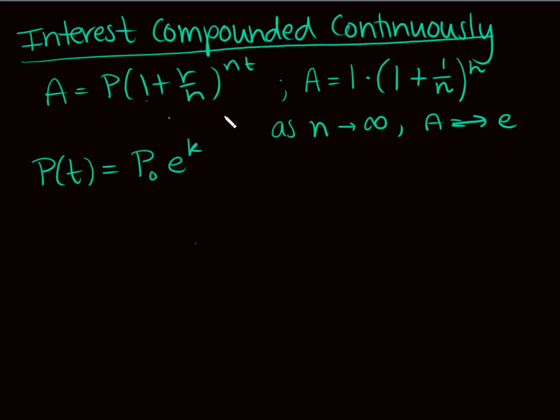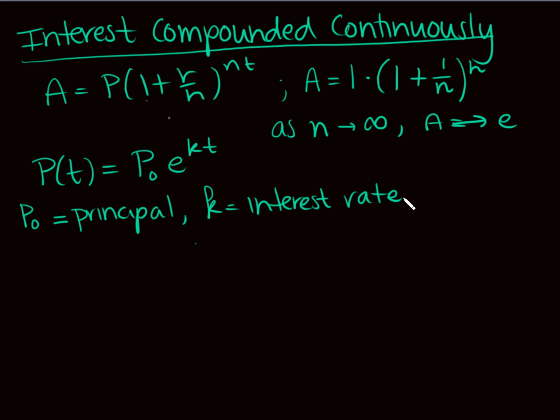And the P naught, that's going to be your initial investment in the account, right? That's your principal. K is actually going to be your interest rate. And then, of course, T is the time in years, okay? So, quick example, this stuff should be pretty easy.